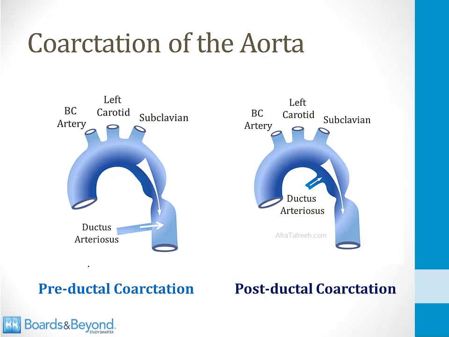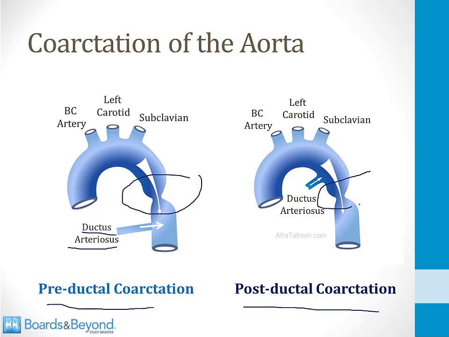You can subdivide coarctations of the aorta into preductal coarctations and postductal coarctations. In preductal coarctations, the coarctation or narrowing occurs before the insertion of the ductus arteriosus into the aorta. This has one set of physiologic disturbances that we'll talk about in a minute. The other type is the postductal, where the narrowing of the aorta or the coarctation occurs after the insertion of the ductus arteriosus. This has different physiology from the preductal type.